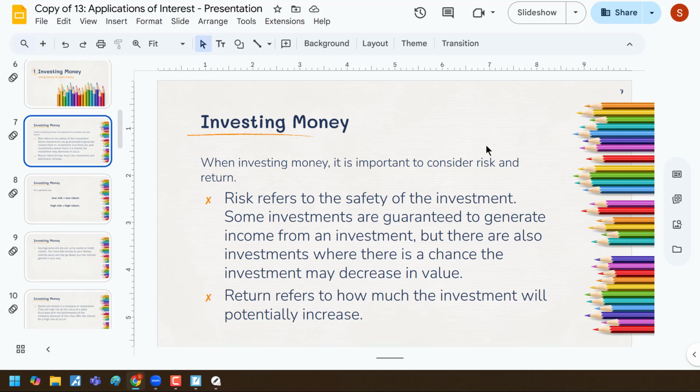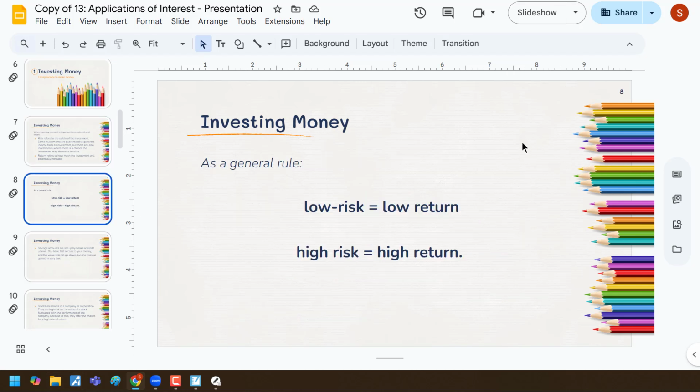When investing money, it's important to consider risk and return. Risk refers to the safety of the investment. Some investments are guaranteed to generate income from an investment, but there are also investments where there is a chance the investment may decrease in value. Return refers to how much the investment will potentially increase. So here's a general rule. Low risk equals low return. High risk equals high return.